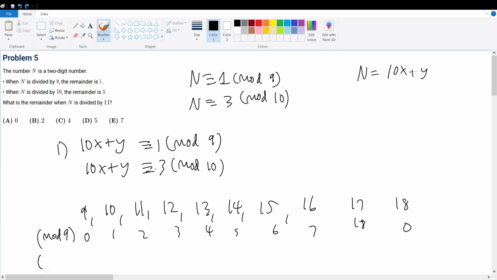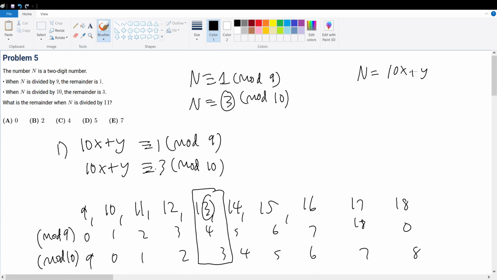Now, let's do mod 10. When we have mod 10, we have 9, 0, 1, 2, 3, 4, 5, 6, 7, 8, and you see where this goes. So when n is divided by 10, I have to have a remainder of 3. And only when I have a units digit of 3 do I get a remainder of 3 for mod 10. So what this basically means is y has to be 3.